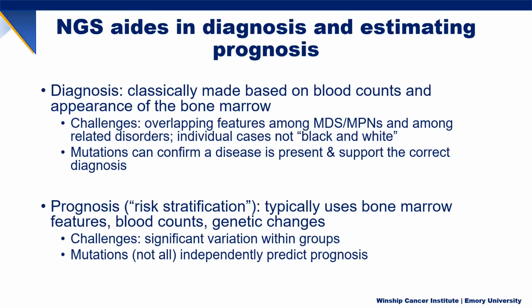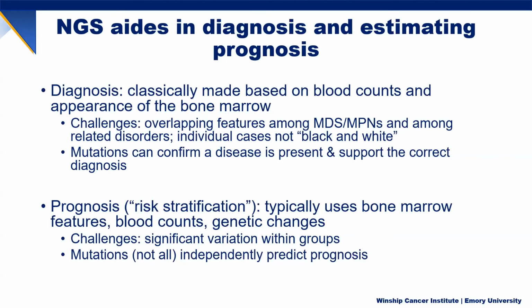a lot of what's called risk stratification, trying to determine specific groups, higher risk or lower risk, for example, as far as how we think the disease might behave. This again uses things like bone marrow and features and blood counts, and historically more the chromosome changes that we've been able to do for longer. But even when we've done this in the past, there's still a lot of variation that we can't account for.